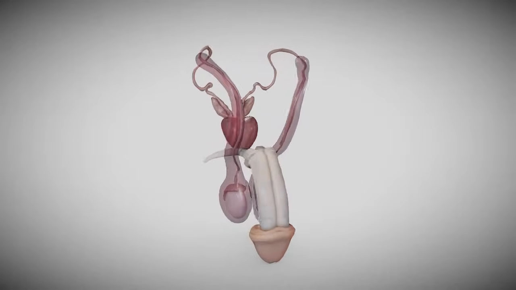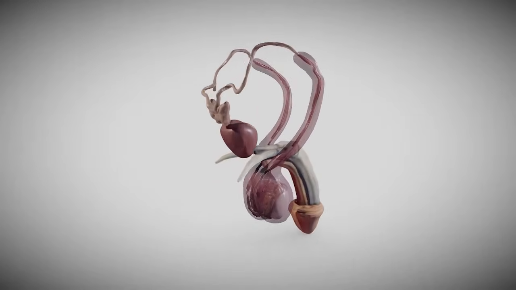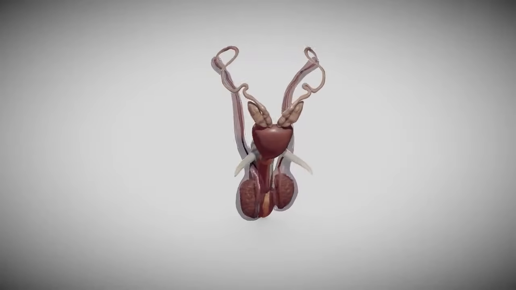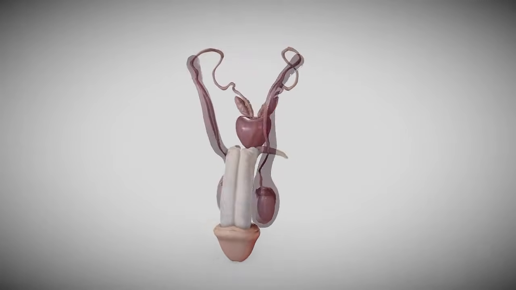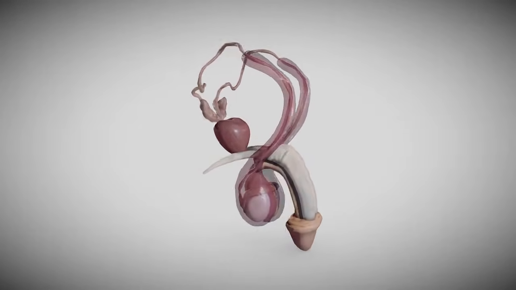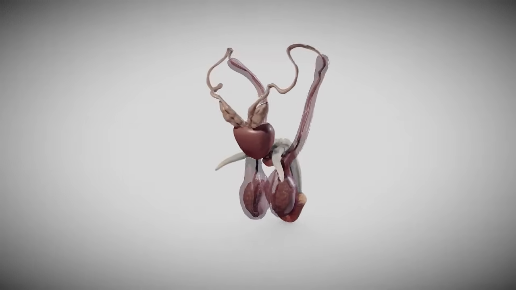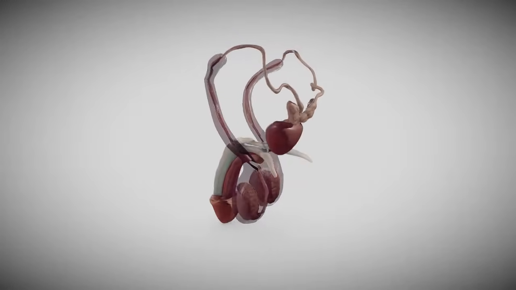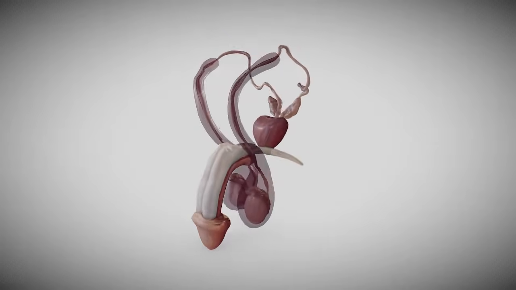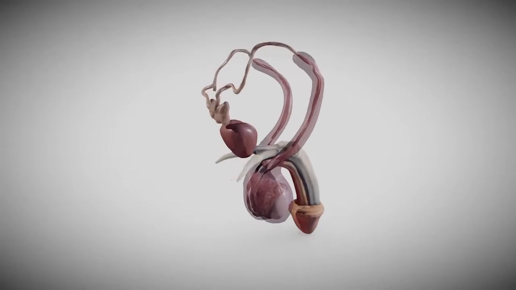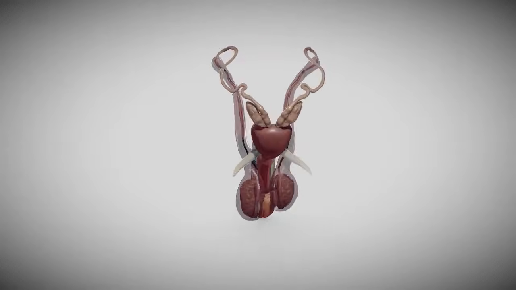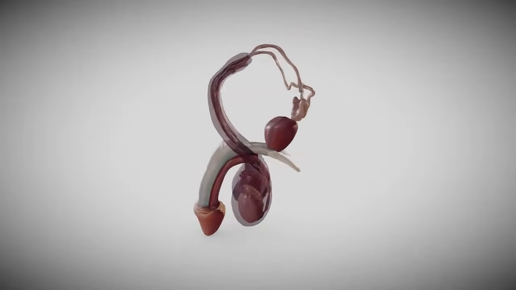The testes are a pair of male reproductive organs located in the scrotum. They produce sperm and the hormone testosterone, which helps to regulate male secondary sexual characteristics, such as facial hair and a deeper voice. The penis is a male reproductive organ that is responsible for the transportation of sperm during sexual intercourse. It is made up of spongy tissue that becomes engorged with blood during sexual arousal, causing it to become erect.